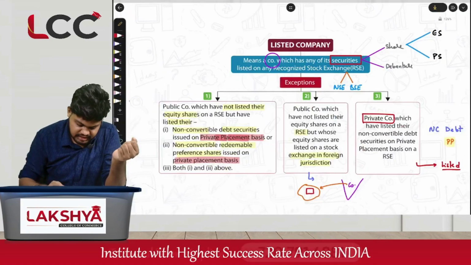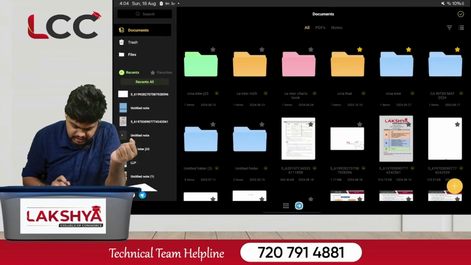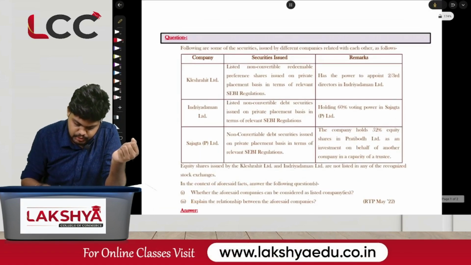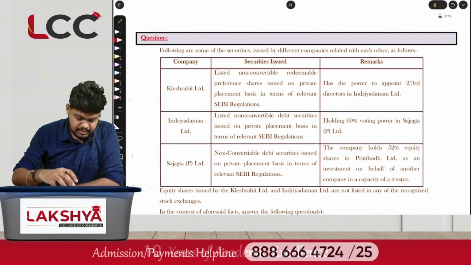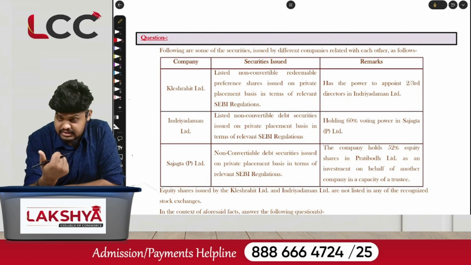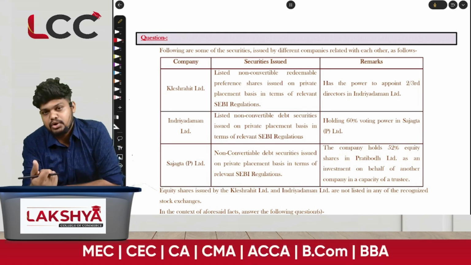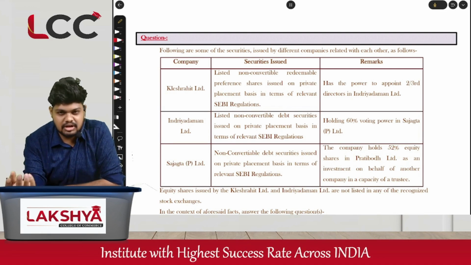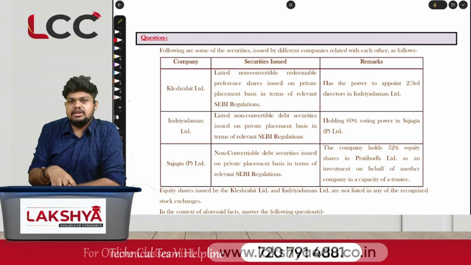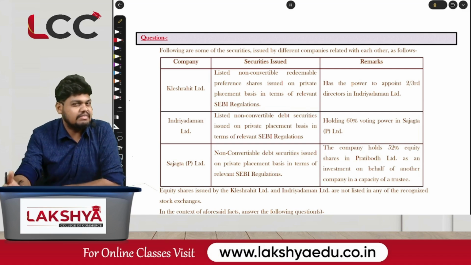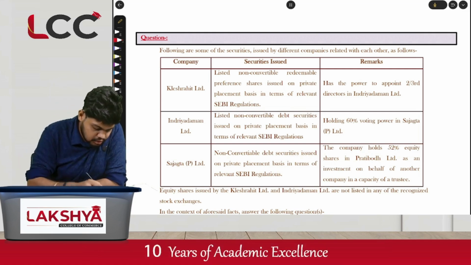To have a better understanding, we'll do a question which was asked in the RTP previously. Let's go through this question quickly, guys, and I'm going to stick only to the listed part here. This question was drafted to define whether it's a listed or unlisted company, and at the same time asking the relation between companies, whether they are associate, holding or subsidiary, etc. For this video, we are going to stick only to the listed and unlisted category. Look at the question here.